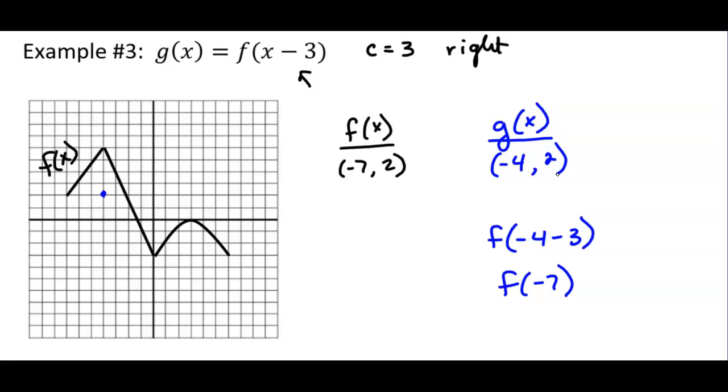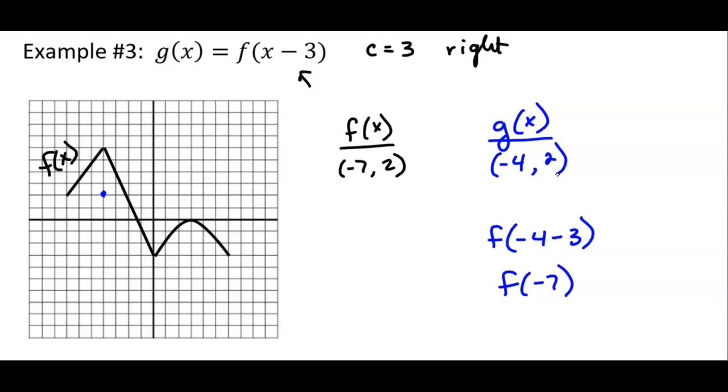I don't know if you've ever looked at it that way, but you could do that with each of the points. I'm going to take the transformation approach and just move all the points 3 to the right. But that's why it's working that way. You have to plug in a -4 to get an input of -7, and that's what's matching to that point that has an output of 2.